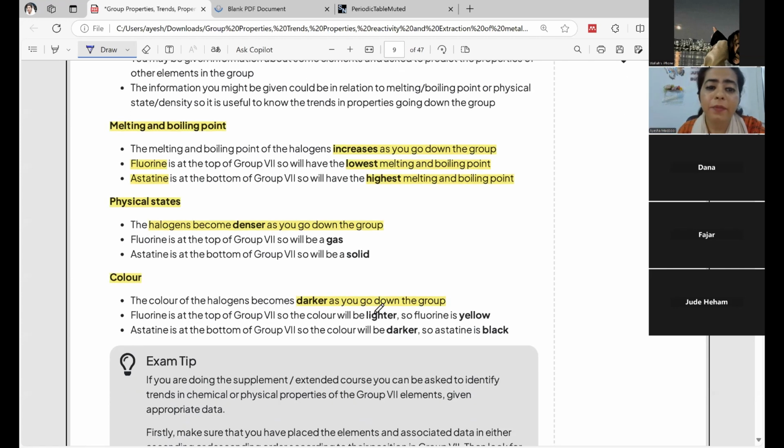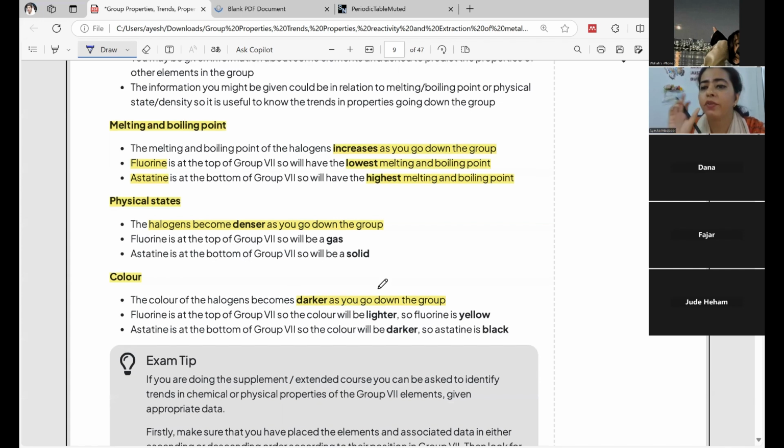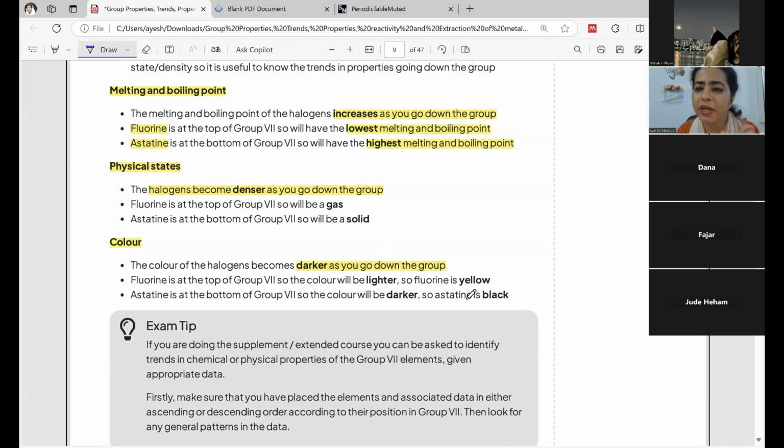Okay. Color is becoming darker. The starting one is going to be fluorine. Fluorine has no color, or you can say it's very light. Fluorine is somewhat yellow, or sometimes it looks colorless, but a light yellow color. And chlorine is a pale yellow color. And then color is becoming darker and darker as we move down. So astatine at the end is going to be black. Iodine is gray black and astatine is pure black. So color is becoming darker as we move down the group.